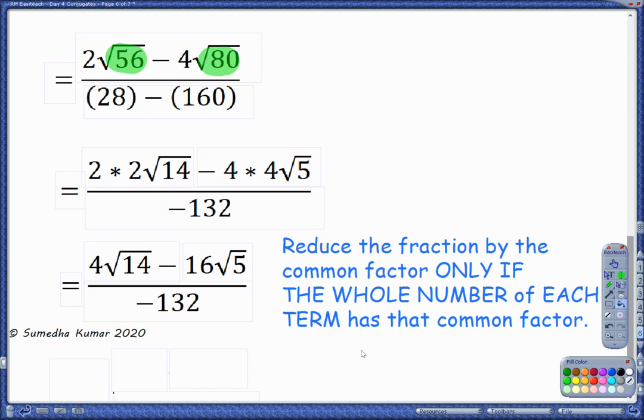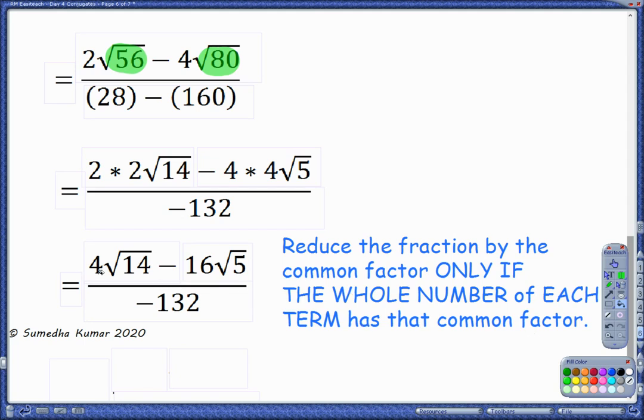Now, this fraction can be reduced if every single term, the 2 terms in the numerator and the 2 terms in the denominator, have a common factor. And we're only looking at the whole number part. We are not looking at the radical part. So reduce the fraction by the common factor only if the whole number of each term has that common factor.